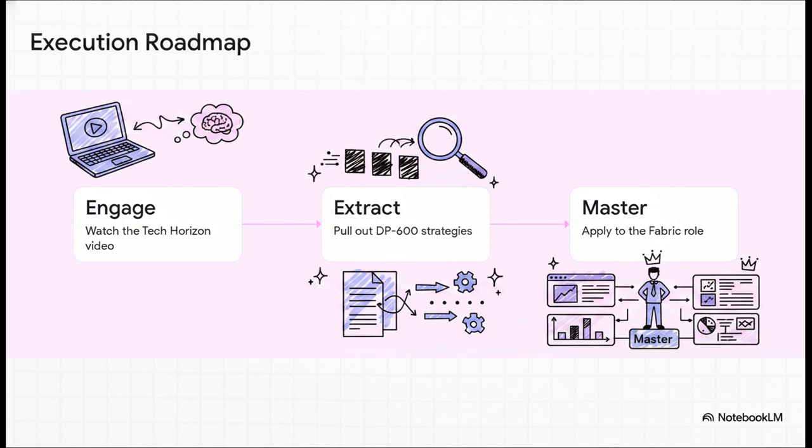Step 2. Extract the core concepts. Focus really heavily on writing actual T-SQL and PySpark data transformations because those are heavily tested. And Step 3. Master the role by building an end-to-end portfolio project in a Fabric trial environment. Build that pipeline from ingestion all the way to a final Power BI report.